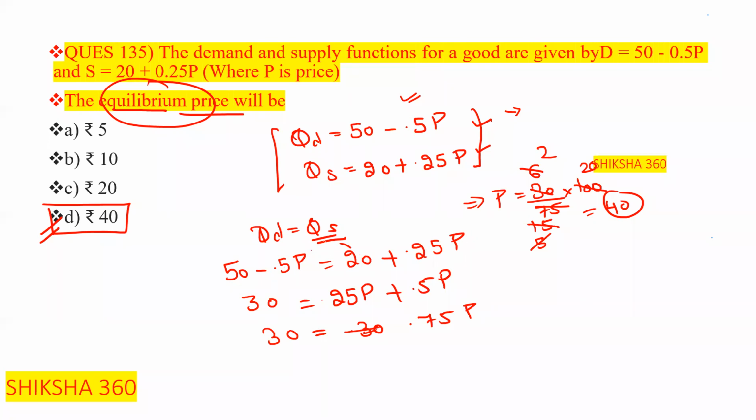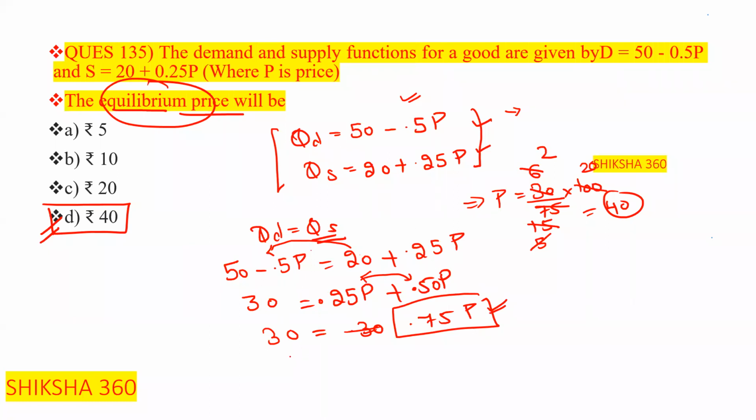So 50 on this left-hand side gives 30, equals 0.25p plus 0.5p. You can write 0.50 also. So 0.25 plus 0.50 comes out to 0.75. Some students are not able to see how we get 0.75. We are just adding here, not doing anything else.